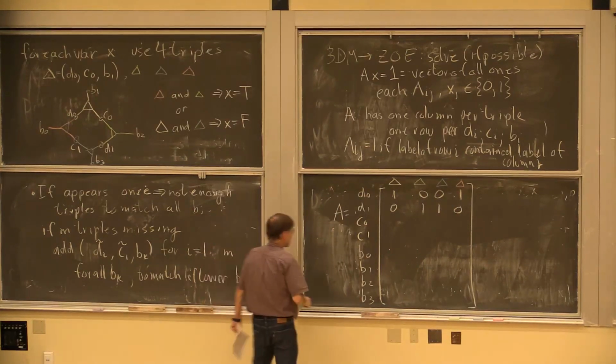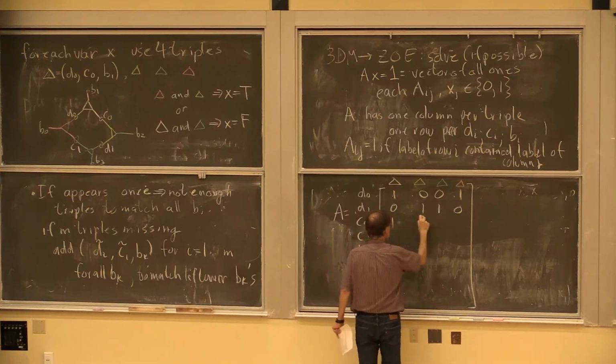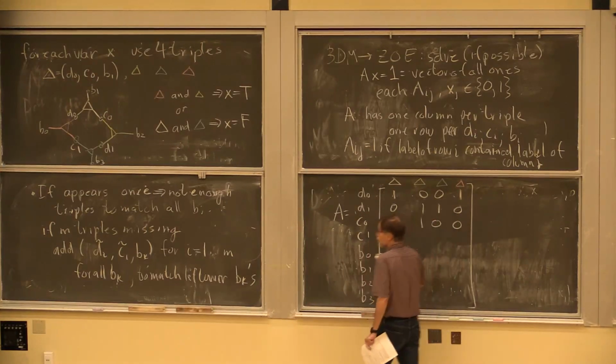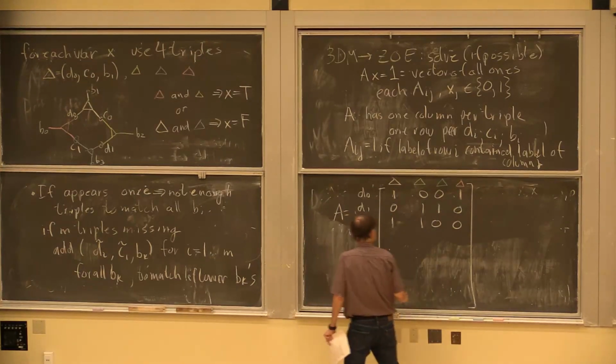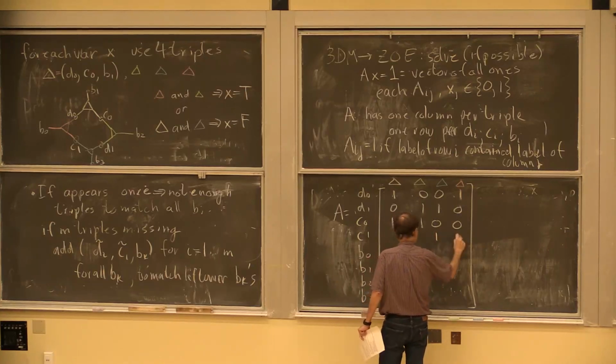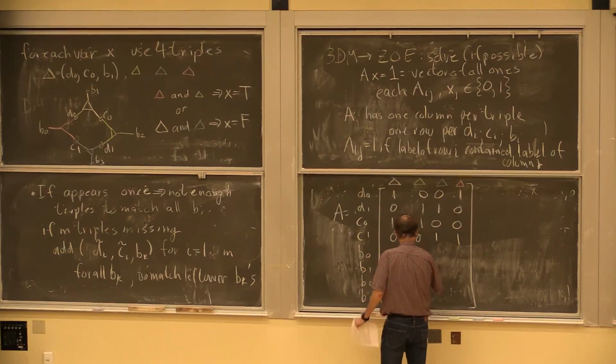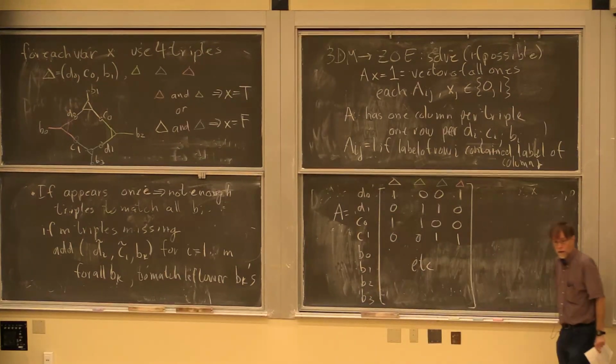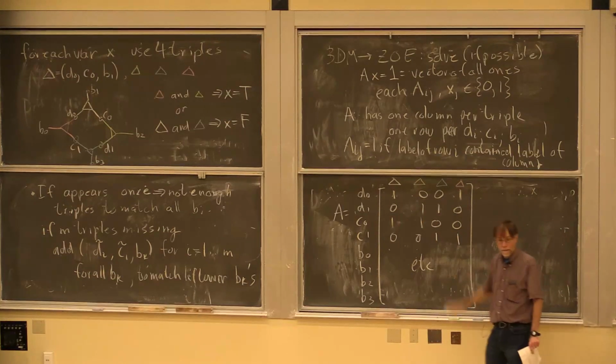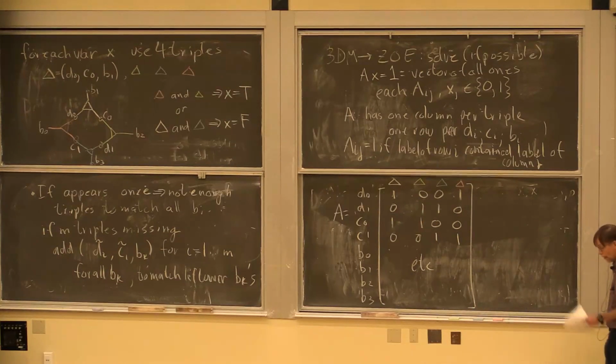C0 is in white and green. Now I'll just do one more. And C1 is in blue and red, etc. Okay. So that's how this captures everything about the connectivity of my 3D matching problem.